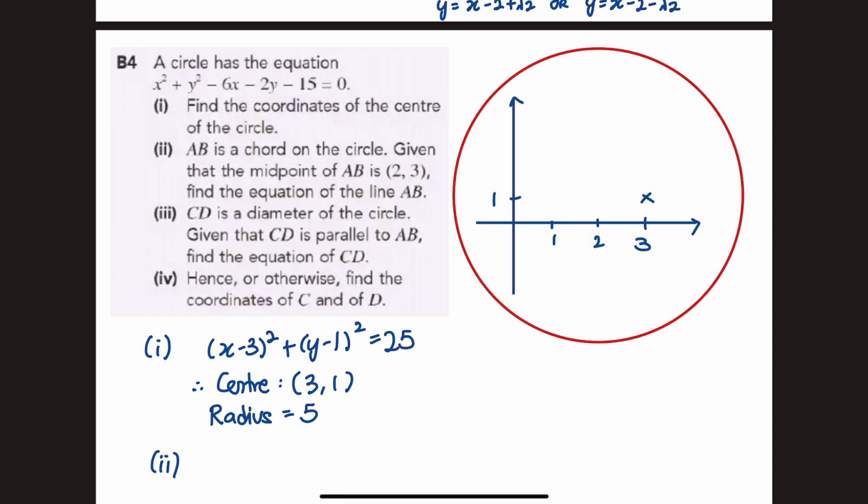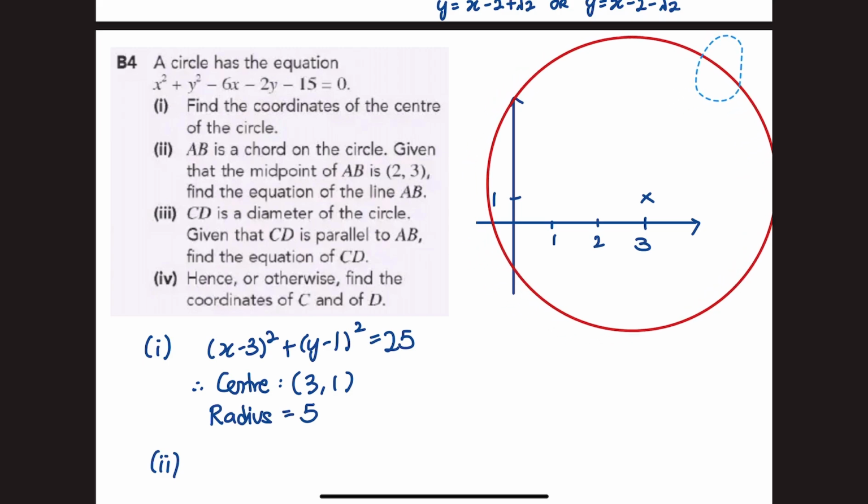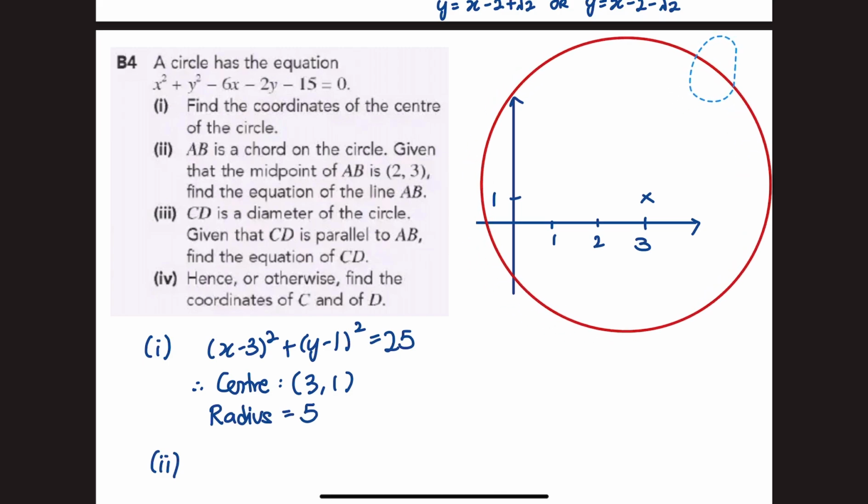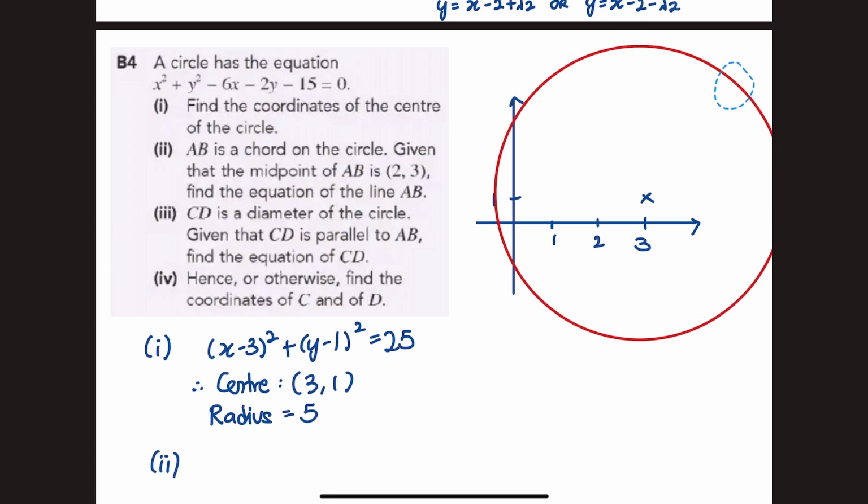So the center of the circle is something like this. Over here I say that the midpoint of AB, I don't know where points A and B are. Let's say points A and B are somewhere here and here. But I know that the midpoint, this midpoint here, is (2, 3). Imagine this is A and B. The midpoint is (2, 3). Find the equation of this line here.